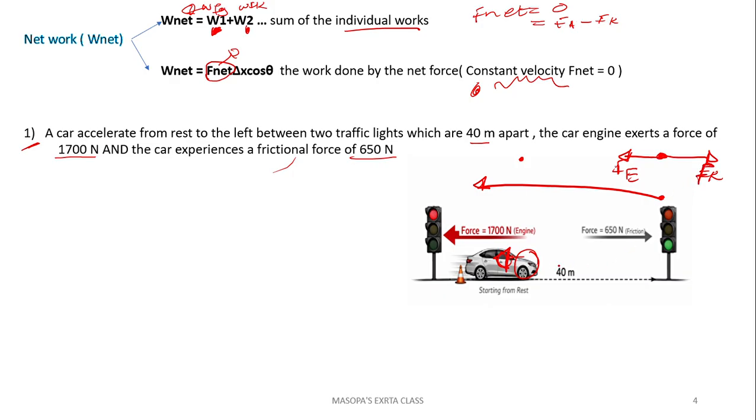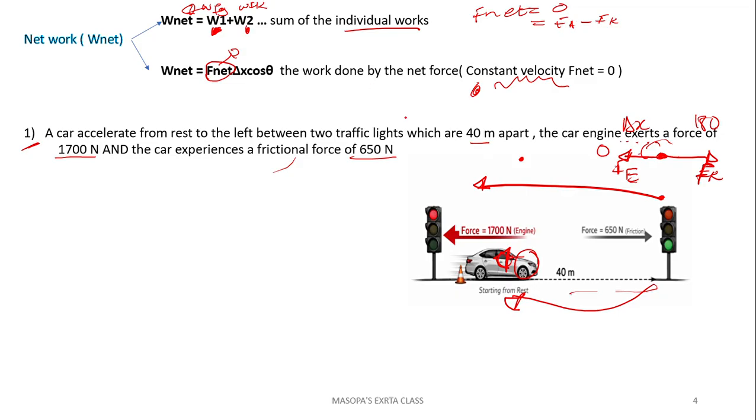So the car is going in that direction, and it covers the 40 meters in that direction. So our delta x is covered in the direction of the force of the engine. So for the force of the engine and the delta x, the theta there will be 0. But for the Fk and the delta x, it will be how much? 180 degrees. Okay. So let's calculate the net work done on the car.